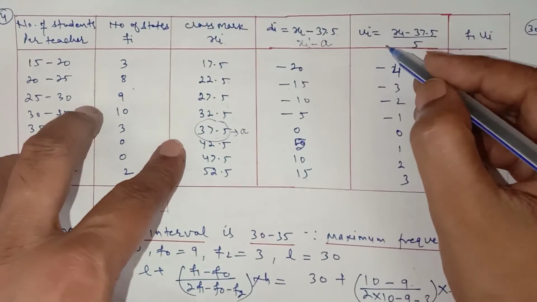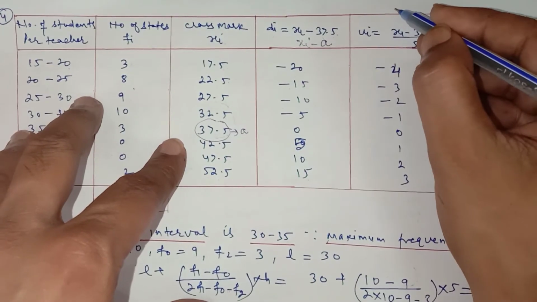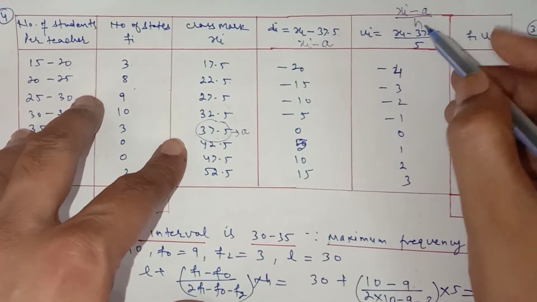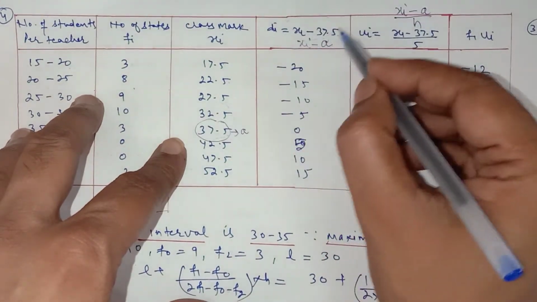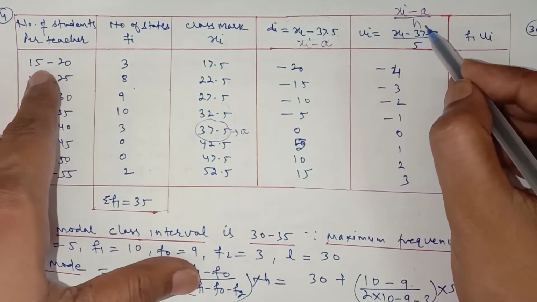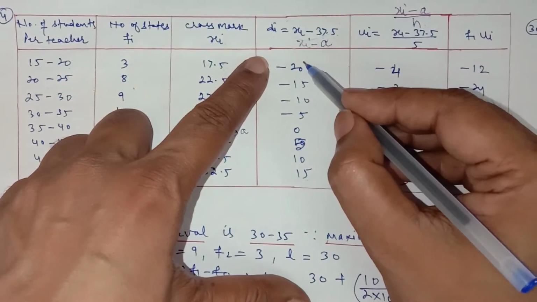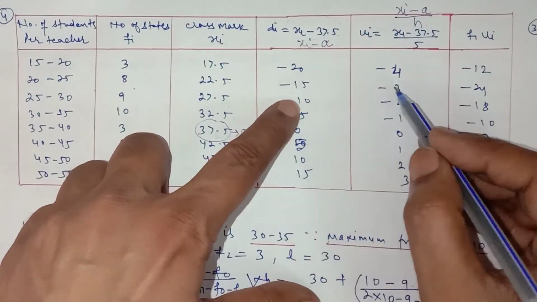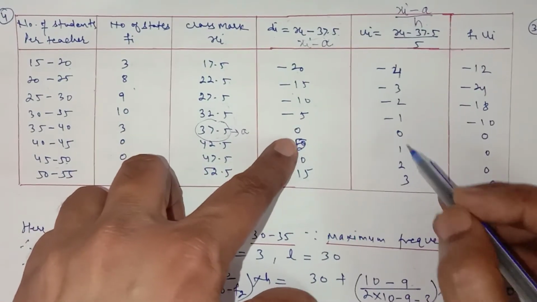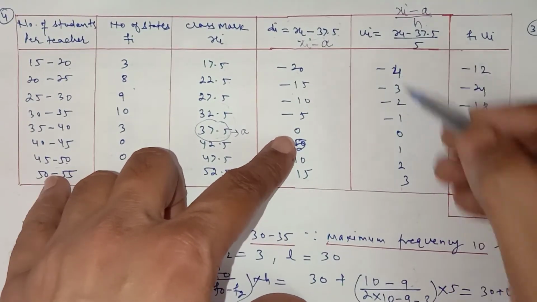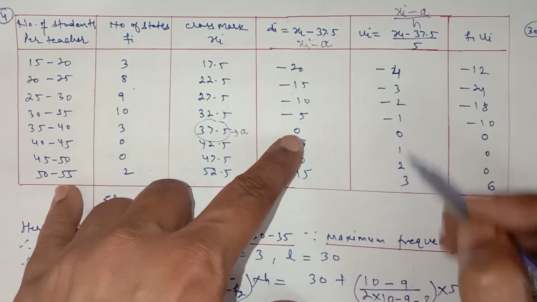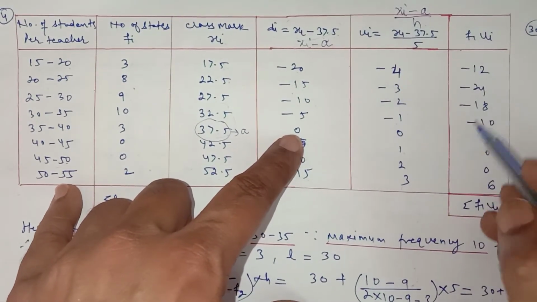Then you have to find the column of ui, which is equal to (xi minus assumed mean) upon class size, that is you have to divide this by class size, which is equal to 5. So you have to divide this column by 5, which gives minus 4, minus 3, minus 2, minus 1, 0, 1, 2, 3. This is always the order of ui, starting with 0, 1, 2, 3, minus 1, minus 2, minus 3, and so on.